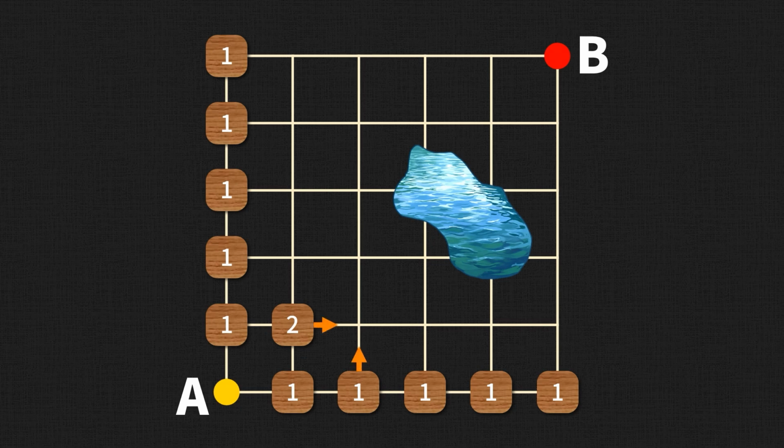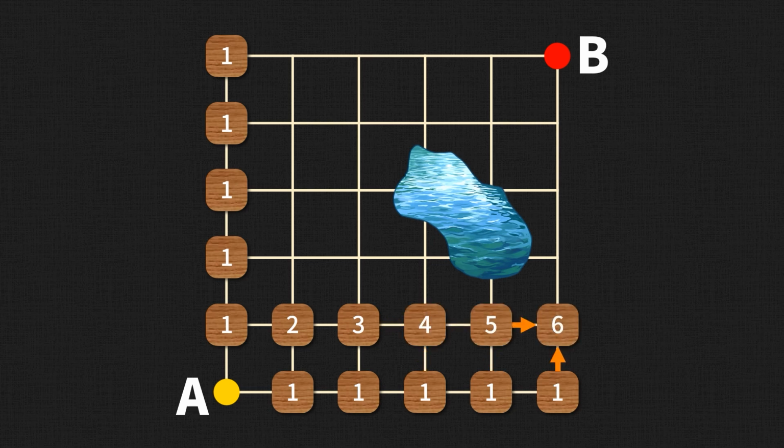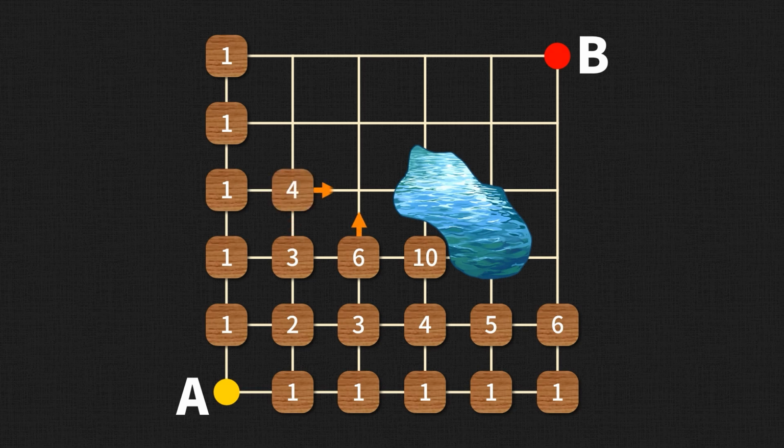Therefore, the next spot is 1 plus 2 is 3, and the next spot is 1 plus 3 is 4, then 5 and 6. Okay, let's move on to the third row. 2 plus 1 is 3, 3 plus 3 is 6, and 4 plus 6 is 10. And there is a lake on the next point. Okay, so let's focus on the left side of the lake and move on to the fourth row. 3 plus 1 is 4, and 6 plus 4 is 10.